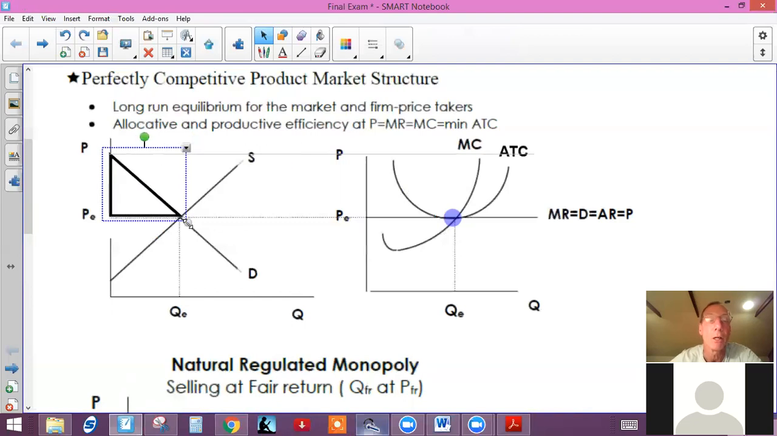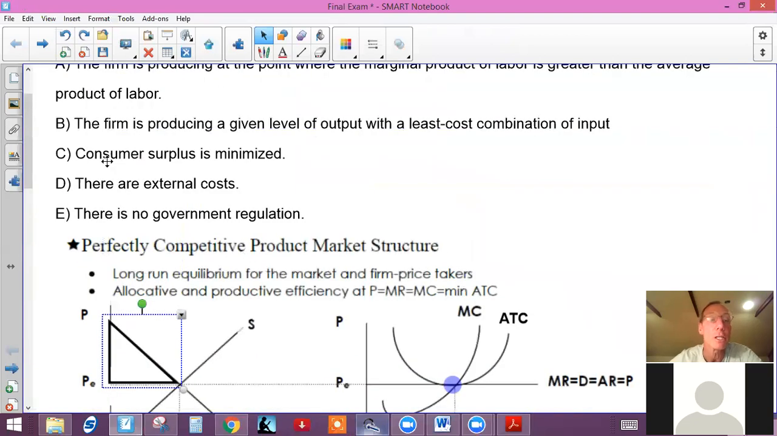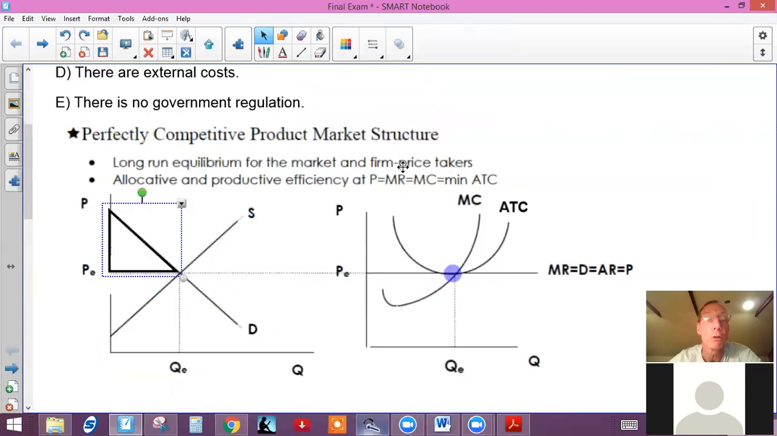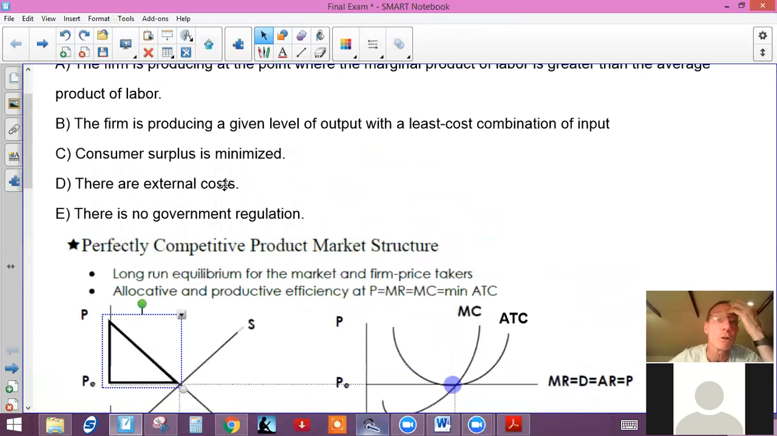Okay. So the question or answer C helps you review, well, what exactly is consumer surplus? And it's certainly not minimized, it's maximized if the firm produces at a level where average total cost equals a price, and where they're productively efficient.